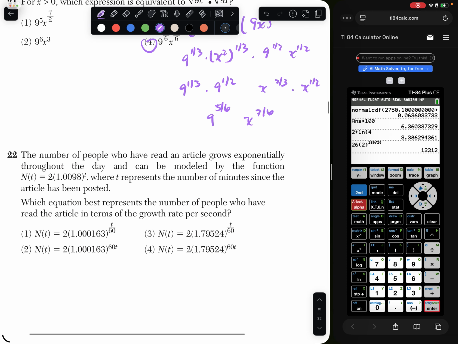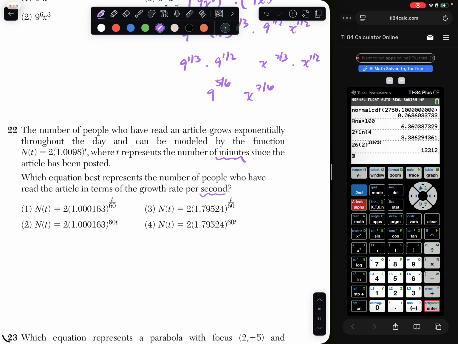All right, the number of people who have read an article grows exponentially throughout the day and can be modeled by the function 2 times 1.098 to the power of t, where t represents the number of minutes since the article has been posted. Which equation best represents the number of people who have read the article in terms of growth rate per second? So first, the units. I want to do it per second. There are 60 seconds in 1 minute. So I'm going to set t equal to 1/60, because t is in terms of minutes, and 1 second would be 1/60 minutes.